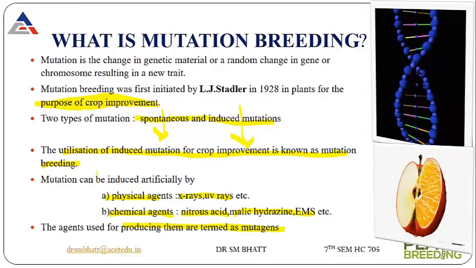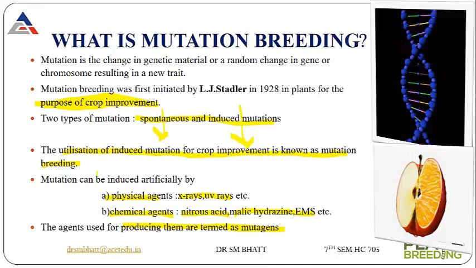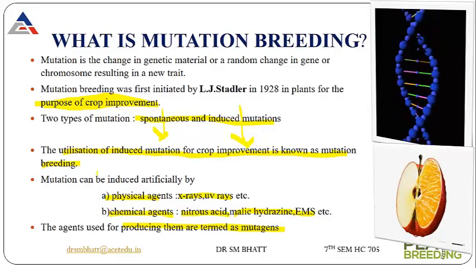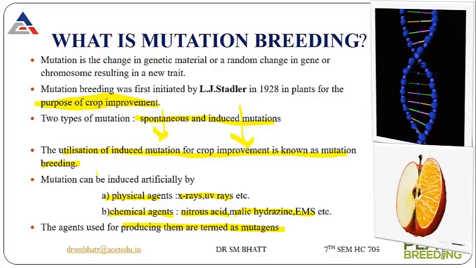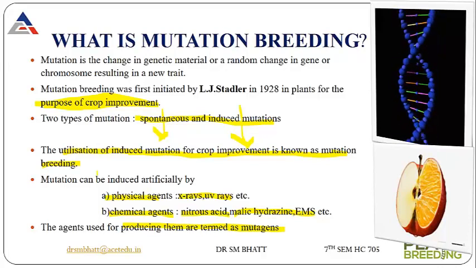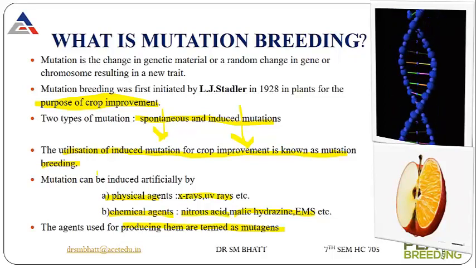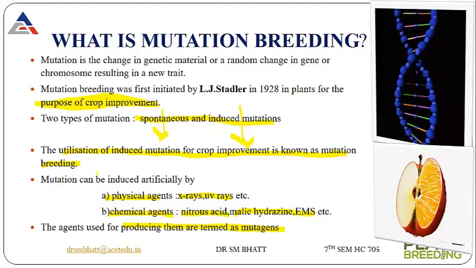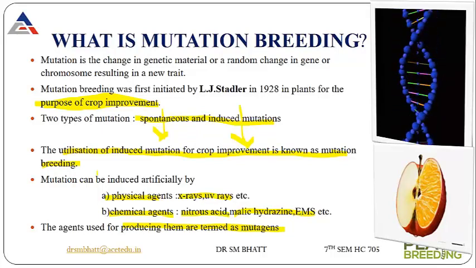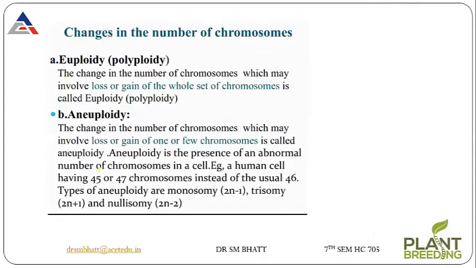Who carried out mutation breeding? Stadler, in 1928. And what was the purpose? Crop improvement, and this was called mutation breeding. What kind of mutagen can you use? You can use physical agents like X-rays and UV rays, or chemical agents like nitrous acid, maleic hydrazide, and EMS. The agents for producing mutations are termed mutagens.